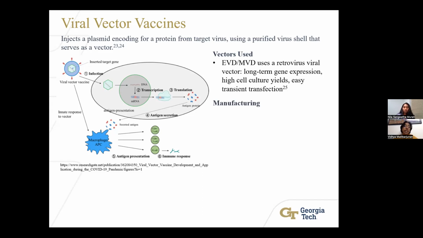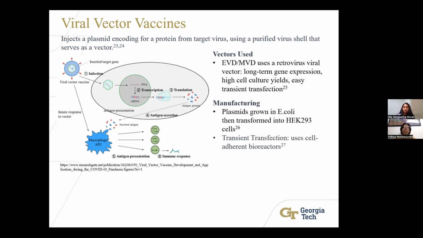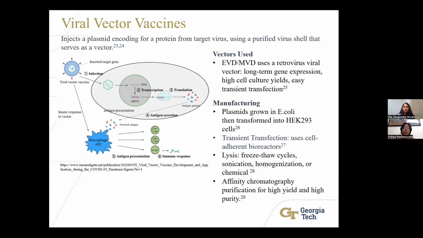The manufacturing process for viral vector vaccines starts with growing the plasmids in E. coli and then transforming them into human kidney cells, which are called HEK293 cells. The cells containing the vectors are then grown up or expanded and then lysed or broken apart using mechanical or chemical stressors like sonication or chemical detergents or even freeze-thaw cycles. Then purification of the products happens using affinity chromatography because it has pretty high yields and high purity. And then there's fill to finish processing, which we've kind of discussed with all the other vaccines as well.